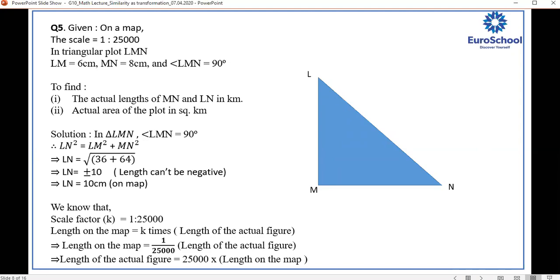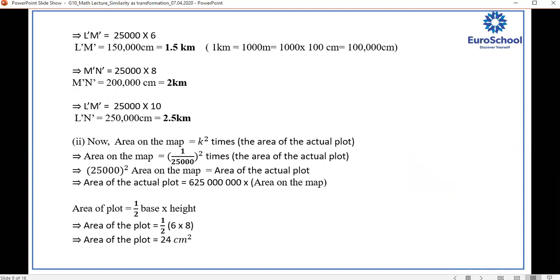Second part says the actual area of the plot in square kilometer. It's a right angle triangle, right? They have not given area in the question. So first job, to find the area. What I have done here, area of the plot is half base into height, right? So area of the plot is half into 6 into 8, so it becomes 24 centimeters square.